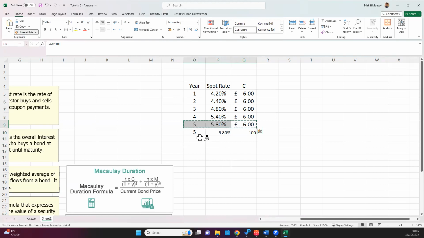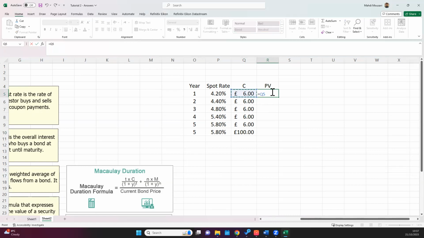That's why year 5 repeated itself. You can simply say 106 rather than 6 and 100. So we are supposed to find out the present value of these cash flows first. And you know the present value is equal to the coupon over 1 plus spot rate to the power of the time, which is 1 year from now.